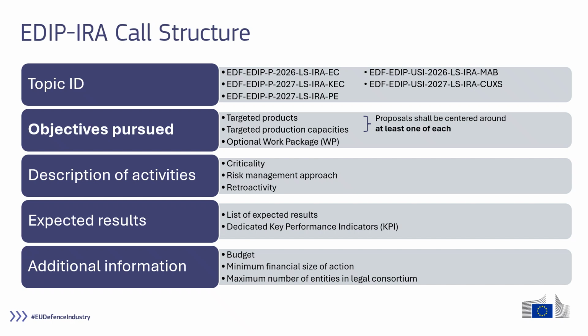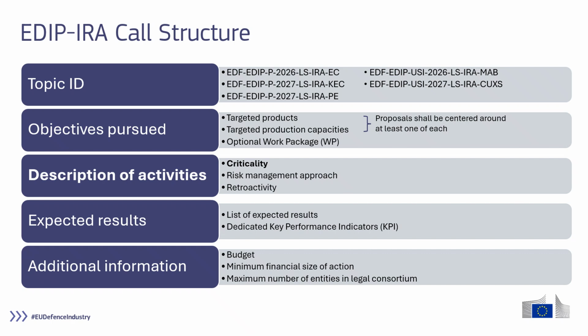Moving on to the objectives pursued. This constitutes the first section of the call and covers the products and production capacities targeted by the call. This is very important. Proposals must be centered around at least one product and one production capacity listed in this section. There's also some additional information on the optional work package on physical and cyber protection that you can find here.